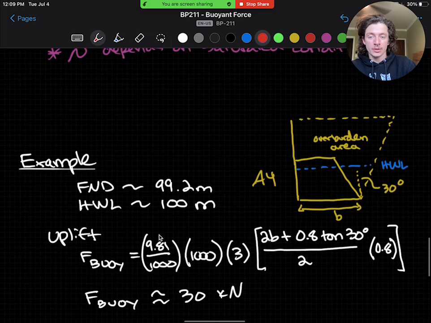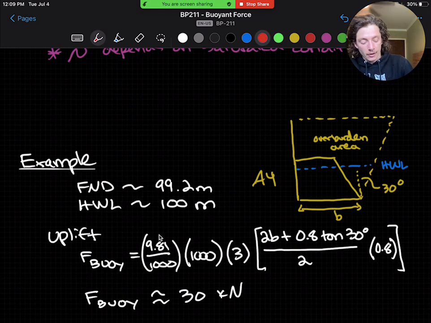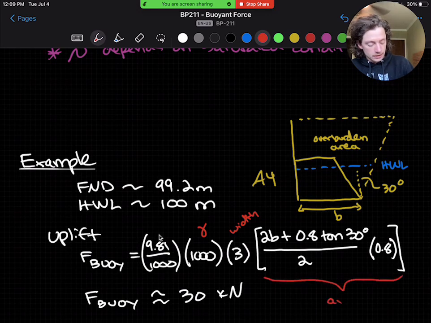So for uplift, we can calculate our buoyant force as our width of that anchor of 3 meters. Remember, this is our density or our unit weight of water converted to kilonewtons with 9.81 over 1,000. And then this is going to be our area. And this looks complex, but I'm just using the area of a trapezoid equation to calculate the cross-sectional area of water that is being displaced.